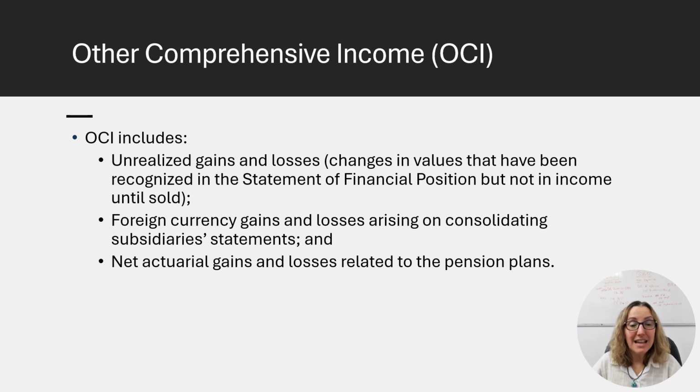The second item is foreign currency gains and losses on consolidating subsidiary statements. So if you have a parent company that owns other companies called subsidiaries, you'll have foreign currency gains if the company is in another country. So those things will also go into OCI. And lastly, we have net actuarial gains and losses related to pension plans. In the next intermediate accounting class, you'll go through more about pension accounting. So for now, you just need to know that these things actually go into OCI versus the income statement.